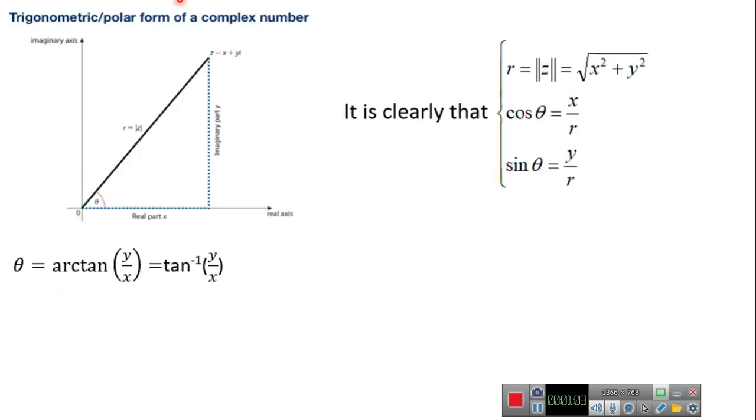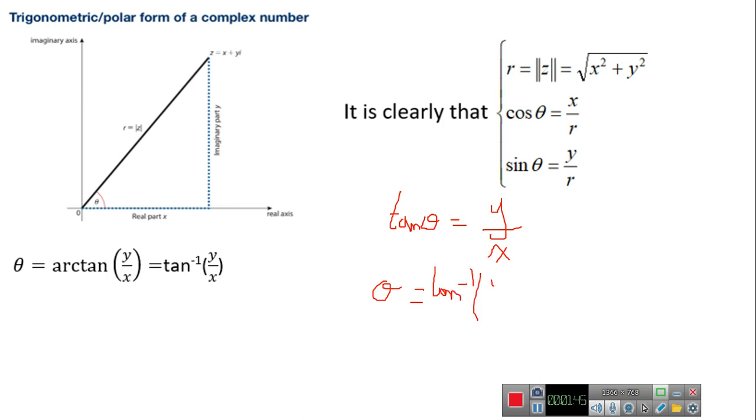The trigonometric form of a complex number. As we said here, r is called the modulo of the complex number, radical x square plus y square. Cosine theta will be x over r. Sine theta is equal to y over r. And if you want to find the tangent of theta, tangent theta is equal to opposite over adjacent. So if you want to find theta, theta will be arctangent, or tangent inverse, of y over x.